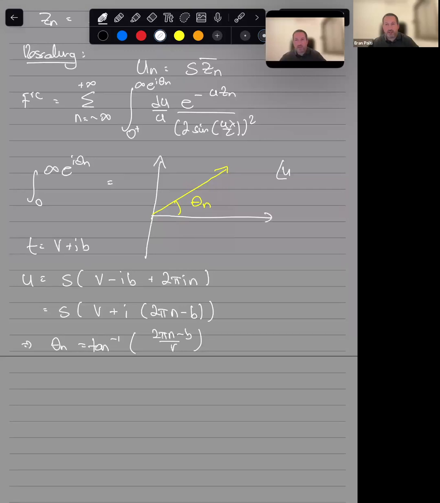Are there any questions about this? Okay, so now we're doing an integral. We're not doing it along the real line anymore. We're doing it along this half line in the u plane, going at an angle theta n.